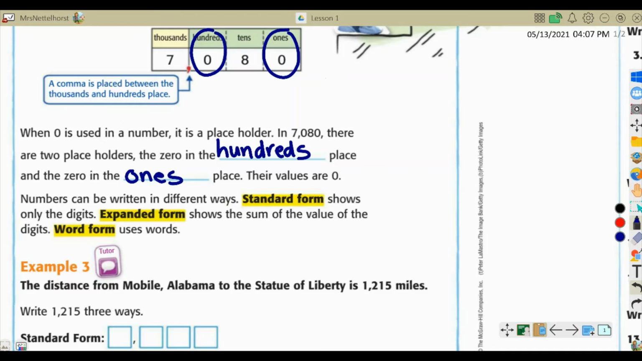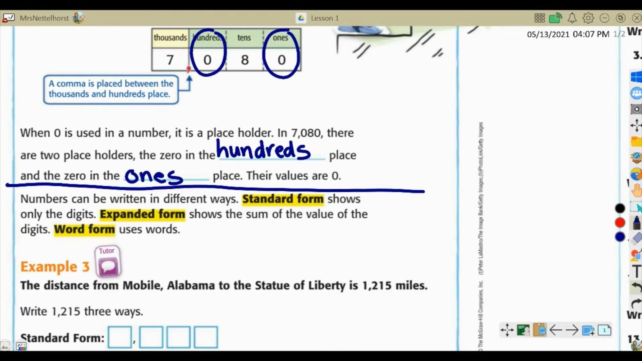Numbers can be written in different ways. Standard form shows only the digits. Expanded form shows the sum of the value of the digits. And word form uses words. I should have paused for a second. I thought this was part of the same thing. So let me draw a line across here, and we'll try that again. So above the line, 0, no matter where it is, value is 0.